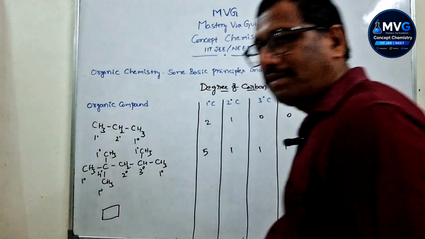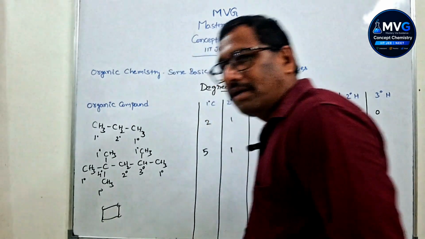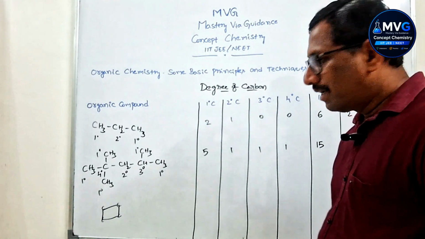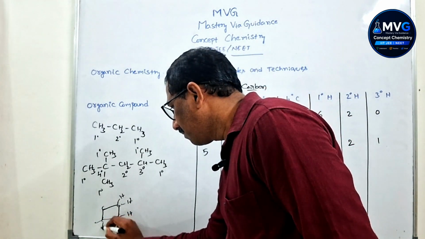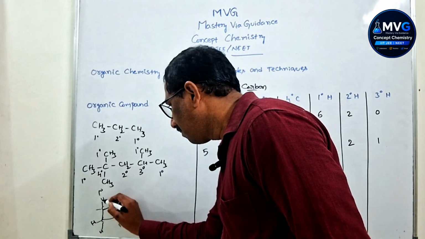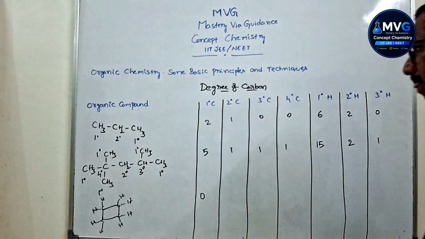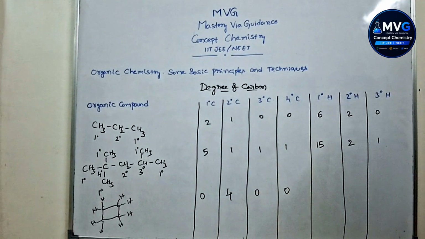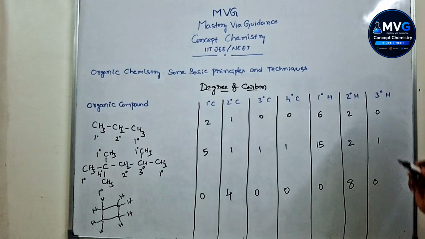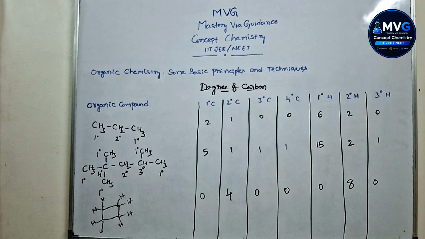Next, suppose they give cyclic molecules. In the cyclic molecule, all 4 carbons are connected with 2 carbons, students, so all are secondary carbons. Secondary carbon attached hydrogens are secondary hydrogens. So now primary carbons 0, secondary carbons 4, tertiary carbons 0, quaternary carbons 0, primary hydrogens 0, secondary hydrogens 8, tertiary hydrogens 0. Now done, students.